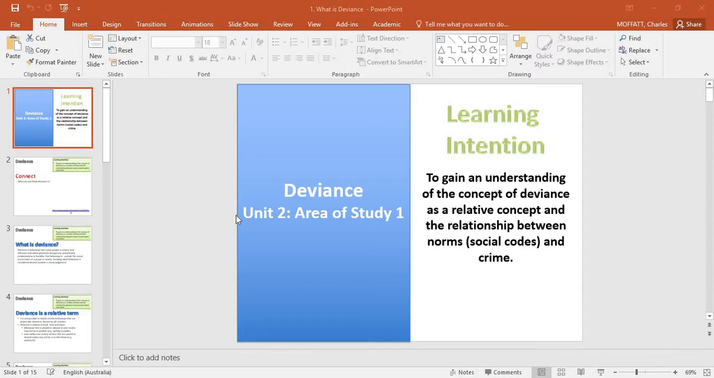Okay, so today we're really going to be getting started on key knowledge 1, which is the concept of deviance as a relative concept and the relationship between norms or social codes and crime. Last class was a real introduction to what we'll be studying in Area of Study 1 and 2 of Unit 2. So today we're getting started on the first key knowledge dot point. Any notes you take related to today's screencast, I would file under key knowledge 1 for Area of Study 1, Unit 2, Sociology.